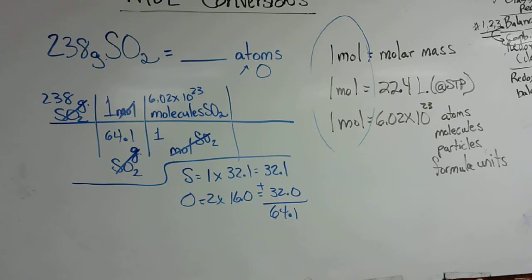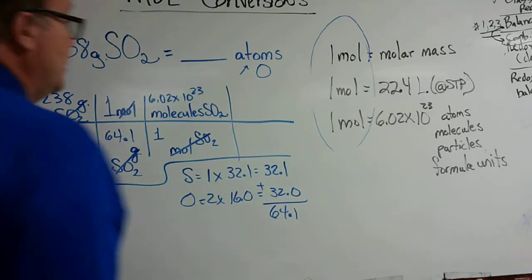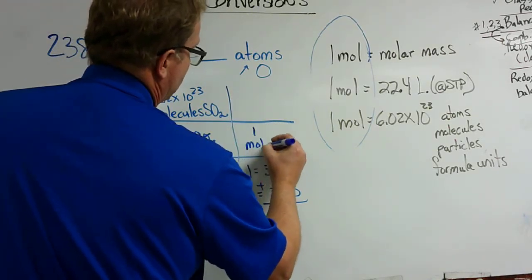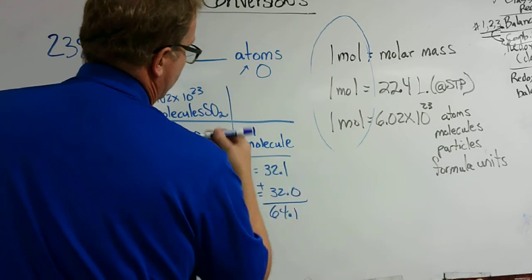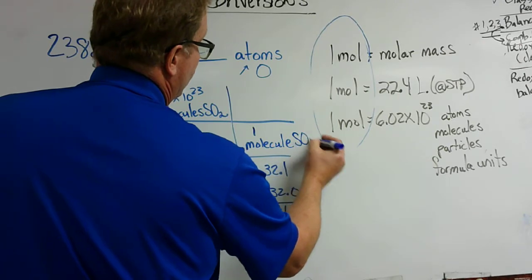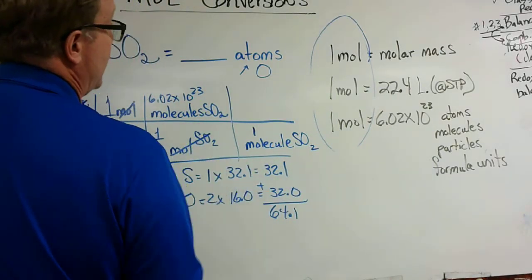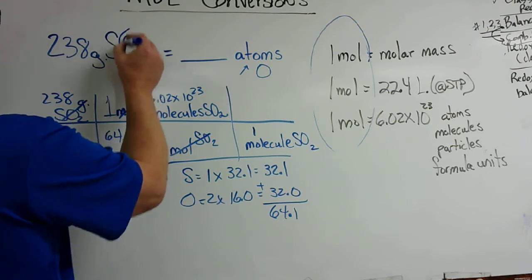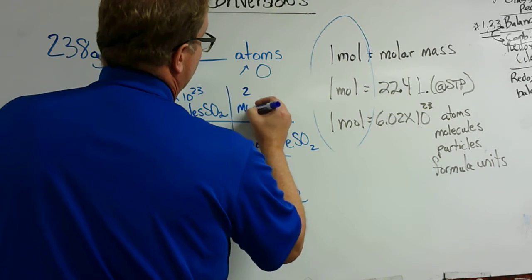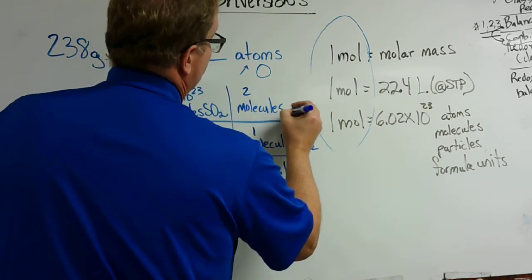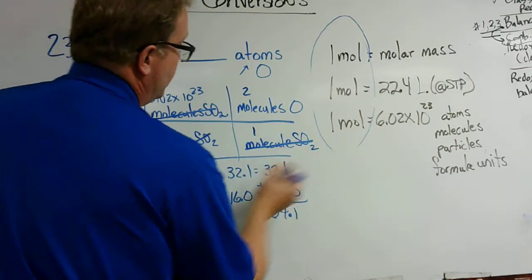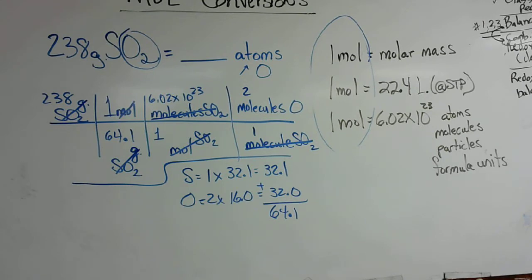This is the thing that's going to be a little bit of a twist. Now we're going to put 1 molecule, because I keep moving to smaller things. Atoms are actually our smallest thing. So 1 molecule of SO2 has how many atoms of O? That is 2. So now I have 2 atoms of O. So if you notice, we easily put that one in.